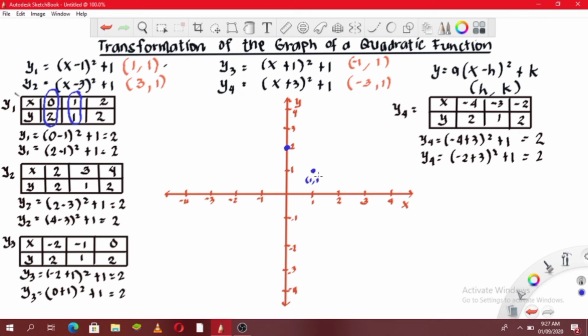Lagay natin yung value ng vertex. And then the third point is 2, 2. 2 sa x, 2 sa y, get the intersection. Ito po yung 2, 2. And then now connect the points.